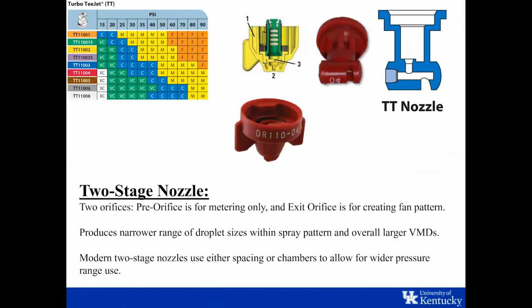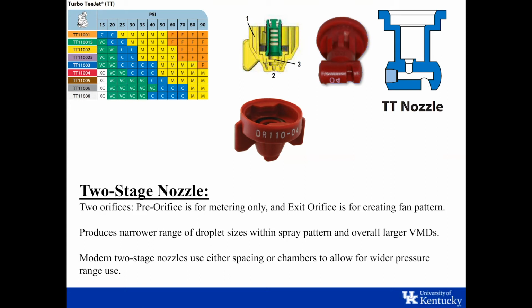One way to overcome this is by using a two-stage nozzle. So a two-stage nozzle, these are also called pre-orifice nozzles, essentially we've taken those two jobs I talked about and split them apart into two different orifices. So you have a pre-orifice, and its only job is to meter or give you the spray volume that you have. And then the exit orifice, all it does is create that flat fan, or that tapered flat fan pattern.